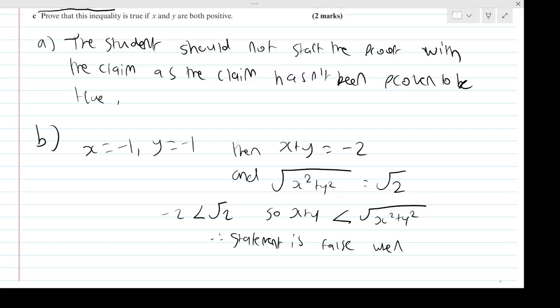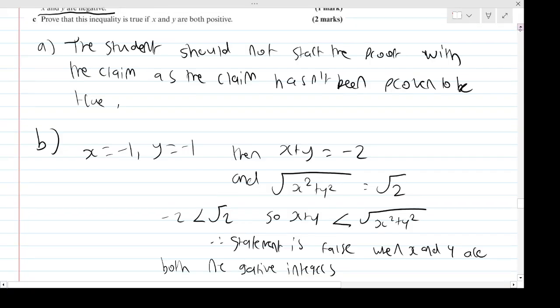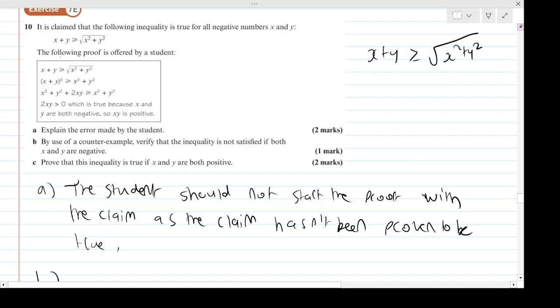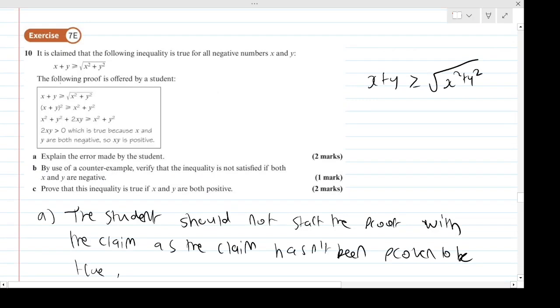When x and y are both negative integers. There we are, as that's what the question said. The question said, disprove it when both x and y are negative. So the inequality is not satisfied. Then part C says, prove that this inequality is true if x and y are both positive.